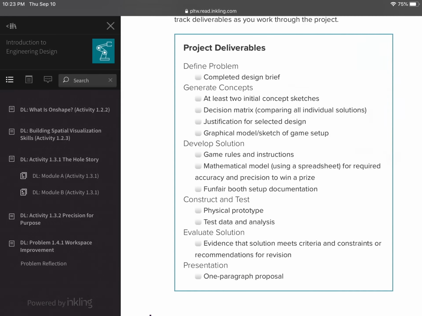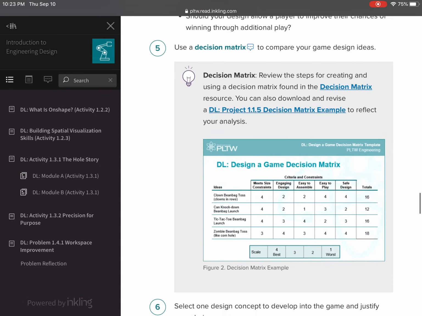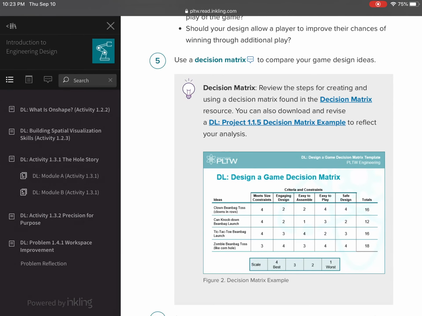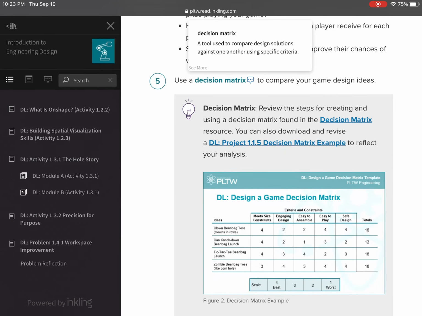All right, guys. So today we're going to talk a little bit more about different pieces of the project. Mainly here, we're going to talk about how to complete a decision matrix and what exactly a decision matrix is. Okay. So when we are talking about decision matrix, we're looking at step 5 here, and it states that decision matrix is a tool used to compare design solutions against one another using specific criteria.